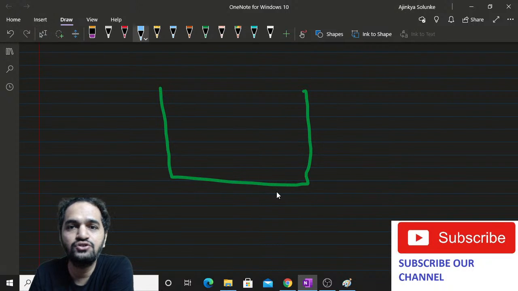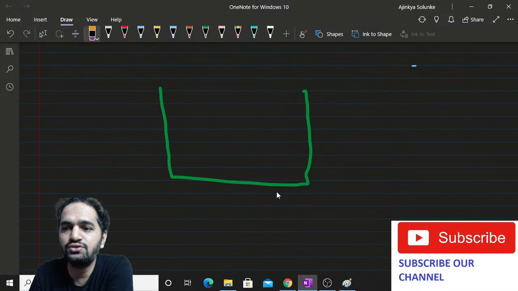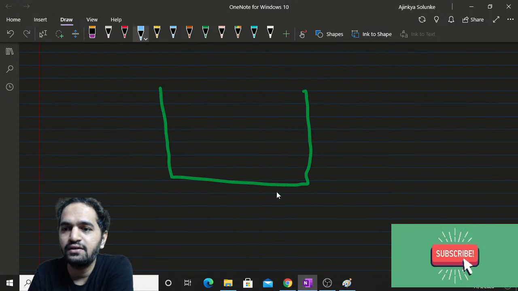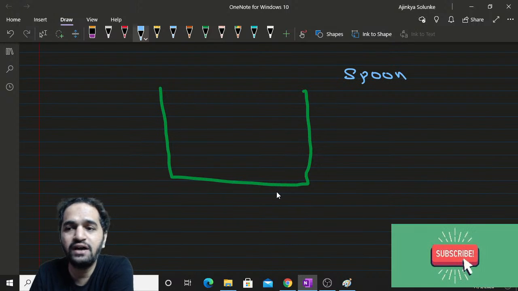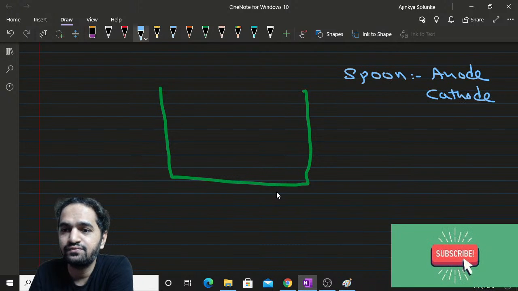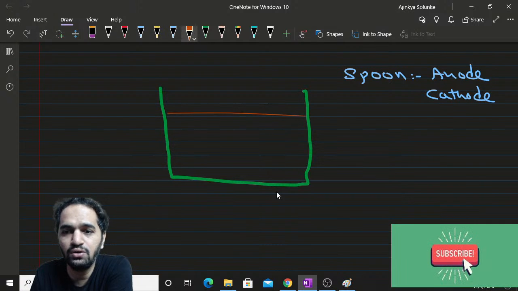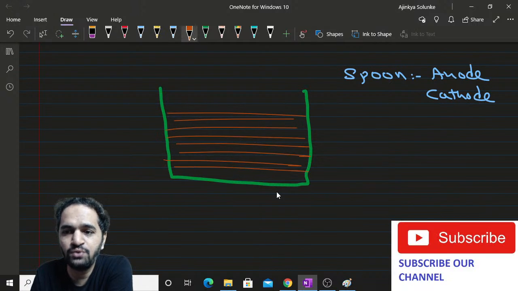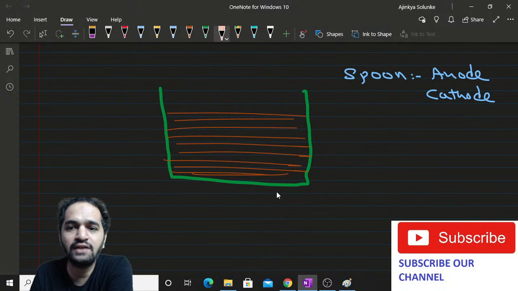where should I connect that spoon? Should I connect it to anode, or should I connect it to cathode? What do you think? If I want to put a layer of gold on a spoon, where should I attach this spoon? Should I attach it as an anode or as a cathode? So this total material is made up of gold. I have a gold solution inside. I just want to put a layer of gold on my spoon. Should I put my spoon on anode or cathode? What do you think?